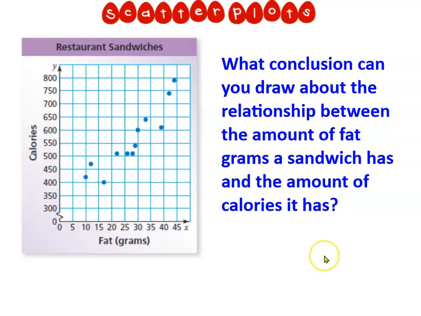All right. As I read my graph from left to right, I can see that my eyeball trends upwards. If I were to draw a line of best fit, I could see that it would generally pass through this area here. So it looks like as the fat grams are increasing, the calories are also increasing. So that's a conclusion I can draw. The more fat grams you have, the more calories your sandwich has.